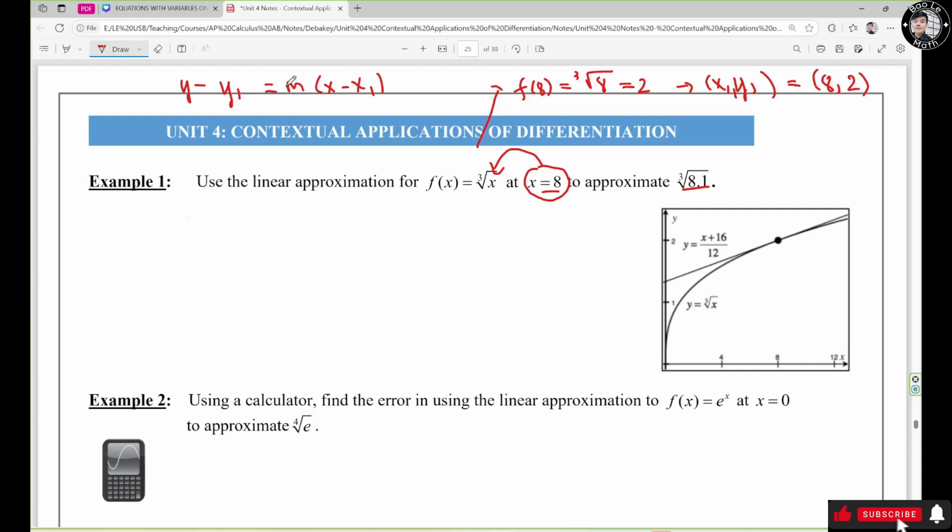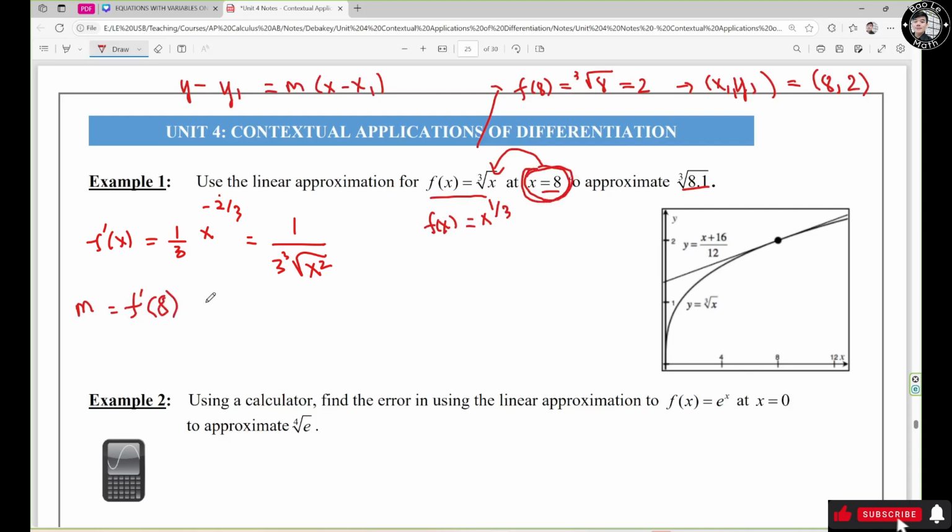Now I need to find the slope. In order to find the slope, I need to find the first derivative, so I need to convert this into an exponent first. So f of x equals x to the power 1 over 3. For f prime of x, I'm going to use the power rule. Now the slope is m equals f prime of 8, which turns out to be 1 over 3 times cube root of 8 squared. So it is 1 over 3 times 4, which is 1 over 12. So this is the slope.